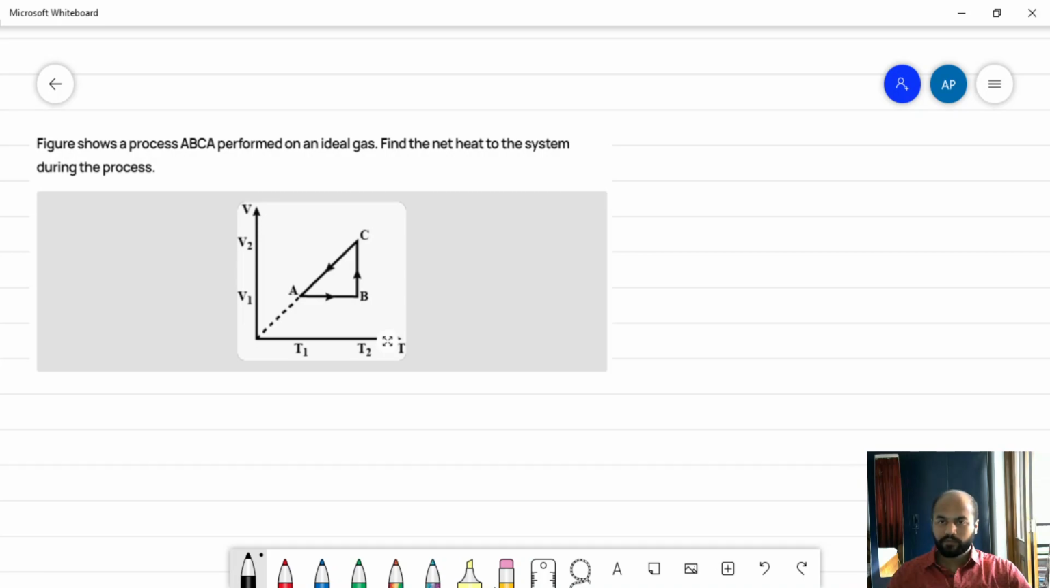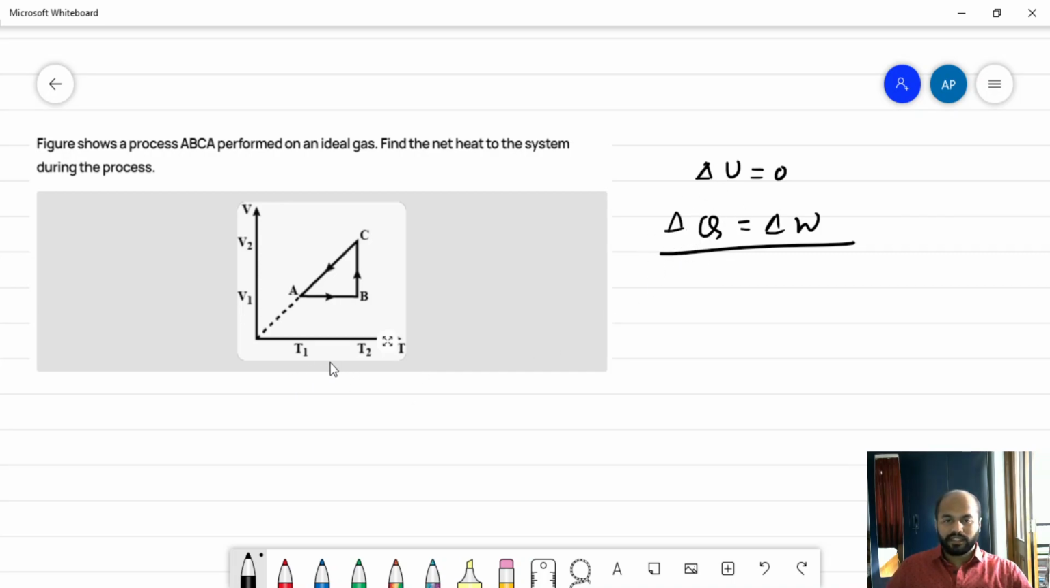Let's take up another problem. Now in this case we have to find the net heat given to the system during the process. We can clearly see that it's a cyclic process, so for the entire process we can say that delta U is equal to 0, because from whatever state the system had started, it comes back to that original state. So delta U is 0, and if that is the case, delta Q is delta W. So all that we have to do is find the net work done for this entire process. If we are able to do it, then we can calculate the total heat that is given to the system.